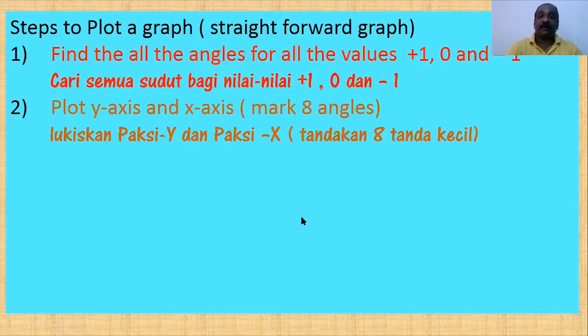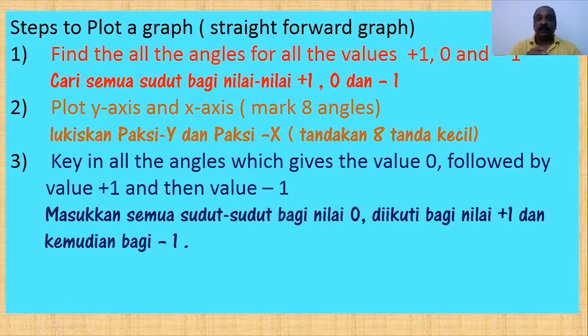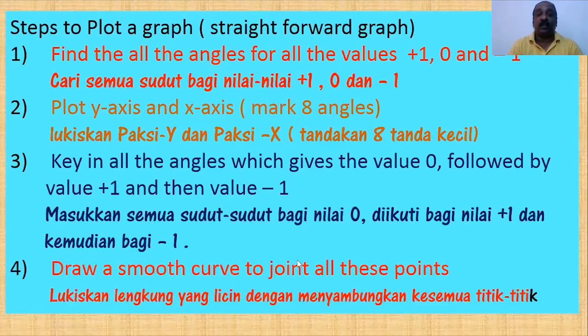Third step is to key in the angles. My way of keying in the angles is: for the zero value, where are their positions? For positive one, what are the angles? Then for negative one, what are the angles? So you can key in the angles based on the values. I'll teach you how. Last step is to draw a smooth curve to join all these points. You must draw a very nice smooth curve. With the computer itself, I can draw a very smooth graph. I want to see how you all draw later.